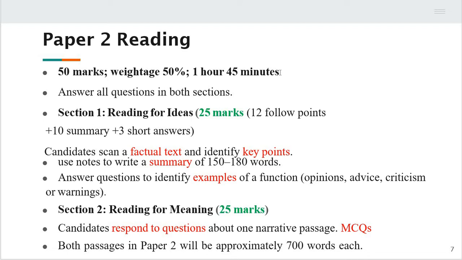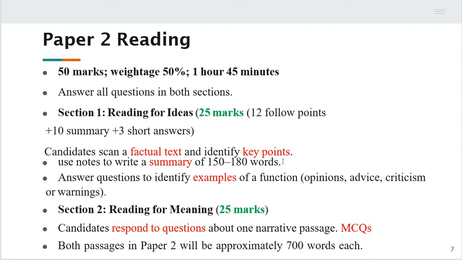15 minutes have been given extra so that students can read, and after reading they will write their responses. Answer all questions in both sections. Section 1, reading for ideas. It has 25 marks: 12 for follow points, plus 10 for summary and 3 for short answers. Candidates will scan a factual text and identify key points of that paragraph. You should take notes to write a summary of 150 to 180 words.